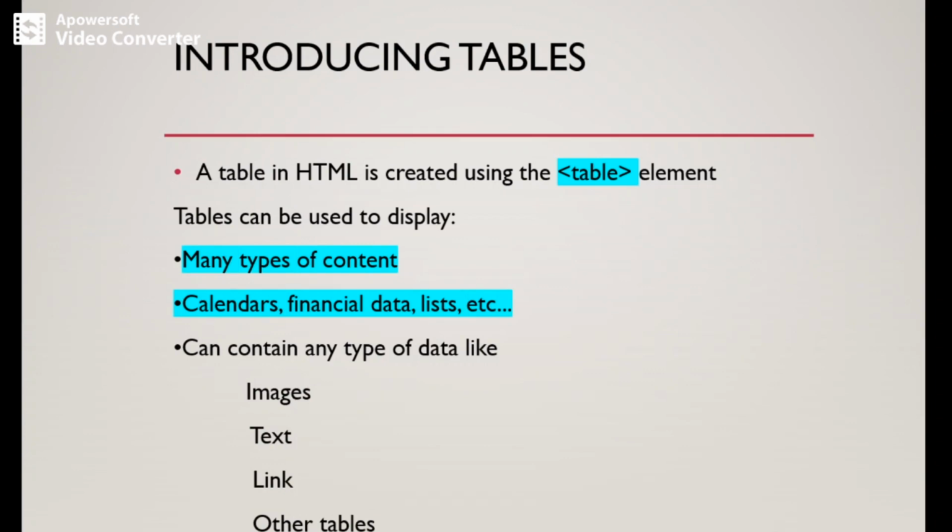First let us see about building tables in HTML. So how do you create tables in HTML? It is created using the table tag. Tables can be used to display many types of content. You can display calendars, financial data, lists, etc. A table can contain any type of data, like an image, some text, or links, or it can contain other tables also.